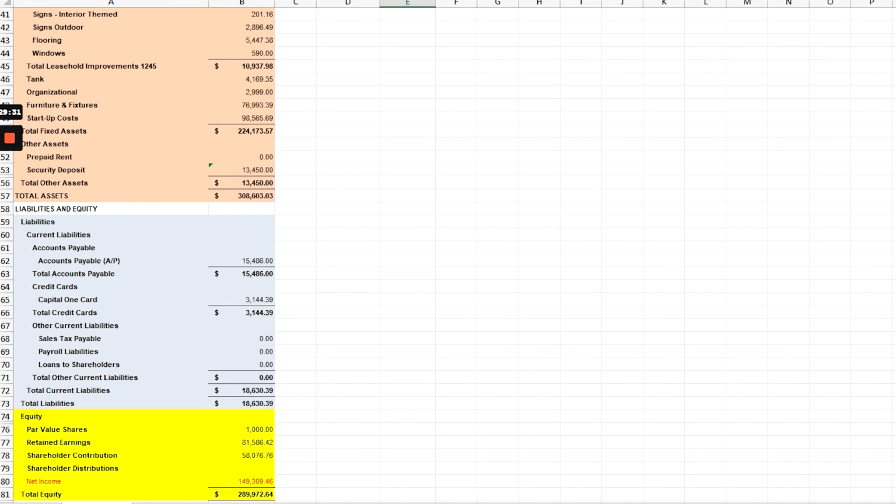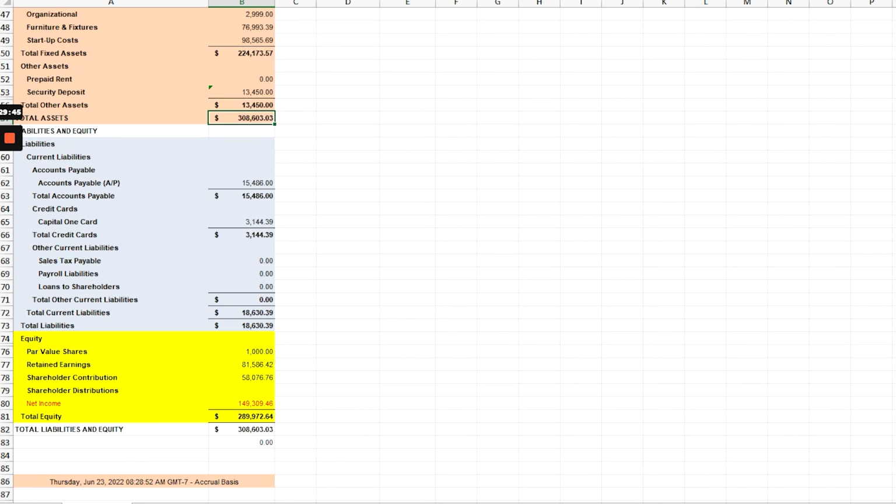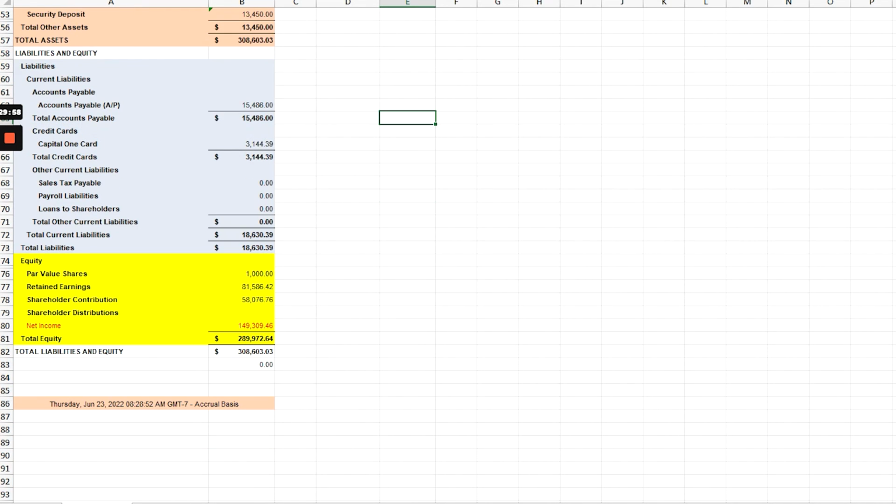Okay, so your total assets in this particular case, after we added up the security deposits and organizational costs and leasehold improvements and furniture and everything, is $308,603.03. Then we can go into the next section, which deals with liabilities. And again, as I explained, it's just money that you owe people. That could be your accounts payable, your credit cards, sales tax, payroll tax payable, what have you. As long as you owe somebody money, then that's a payable. It's a liability.